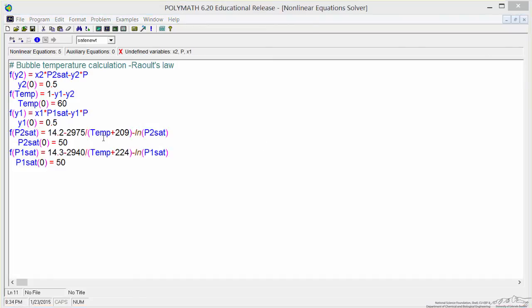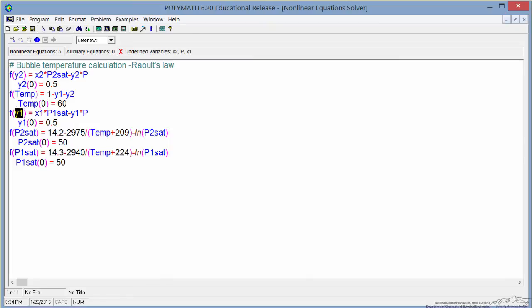So let me pause. I've entered the five equations. And again, just to point out, it didn't matter. Here, instead of putting y1, I could have put temperature. And here, instead of P2 sat, I could have put y1. As long as I've identified the five variables, then Polymath adjusts them to make each of these equations 0. Now to solve this, I need some explicit equations. x1, which we know, the mole fraction in the liquid phase, and x2, we also know. And then finally, the pressure is known.